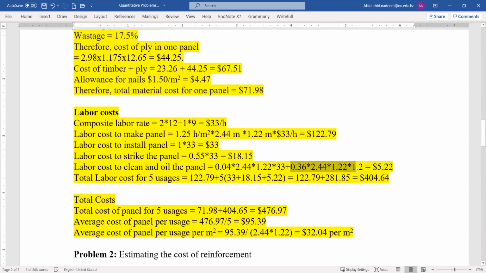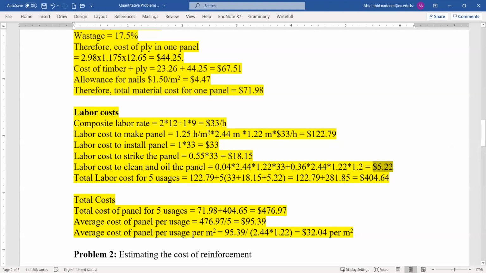So again, I recall that this is the cost of material, but actually it is not the material for making the panel. It is the cost of material for the operation and maintenance of the panel. So therefore, in this case, we are including it in the cost of the labor. Okay. So it is $5.22. Now we will add up all the costs for the labors.